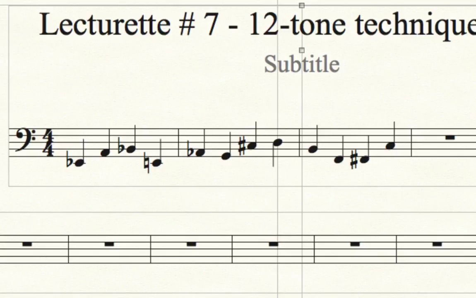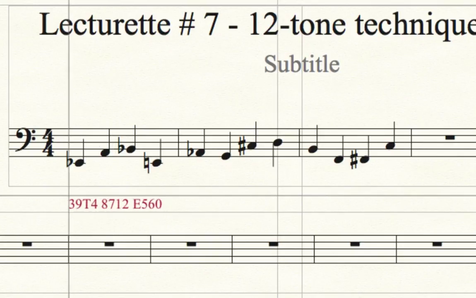Now, if this were the basis of my composition, I wouldn't necessarily start with the row like this. In fact, I might want to start with just a representation of the row as 12 pitch class integers. And I'm going to pull that up right here.